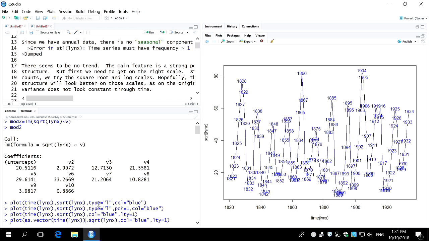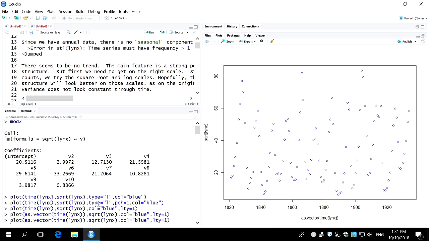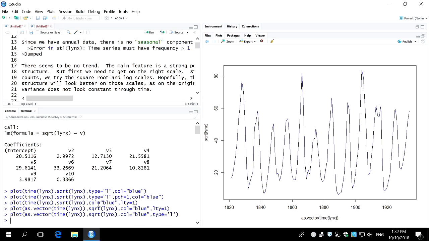Sometimes R just does very strange stuff. That's what I wanted. Okay. So how did I do that? Well, for some reason, it had decided that time of links had a structure. I think it was treating it as a time series object instead of just as a vector. So I've told it to be a vector, as dot vector. Okay, and then I'm going to go lines as dot vector time of links.